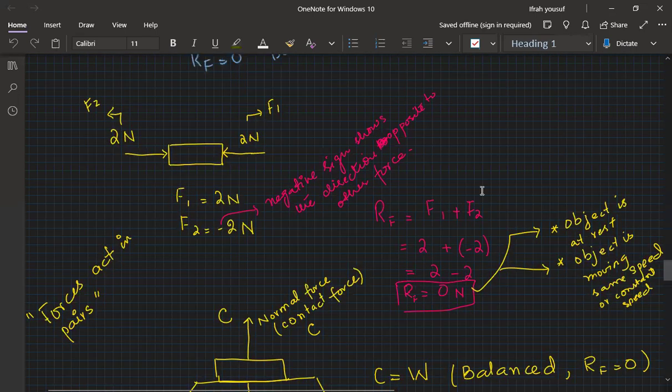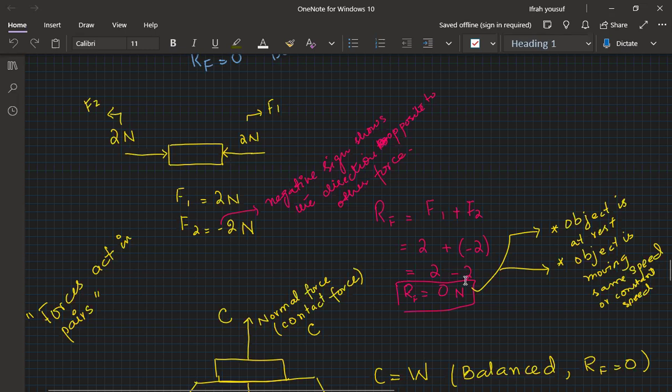Since we have understood the concept of resultant force, RF, it denotes the resultant force. The resultant force is the sum of all forces, which means you add all forces together. So I have written F1 plus F2. Now I'm going to plug in the values. F1 is 2 Newton and F2 is minus 2 Newton, so I replace F2 with minus 2. Is this clear? Now plus minus becomes minus, and 2 minus 2 is 0 Newton.